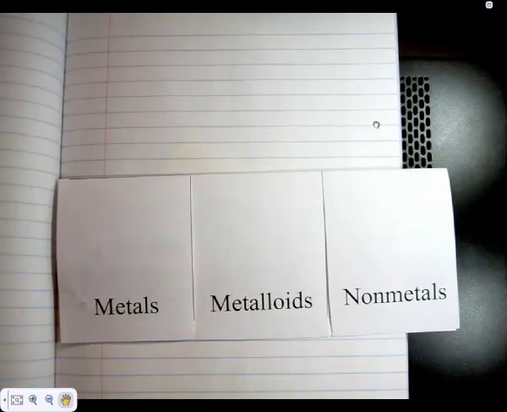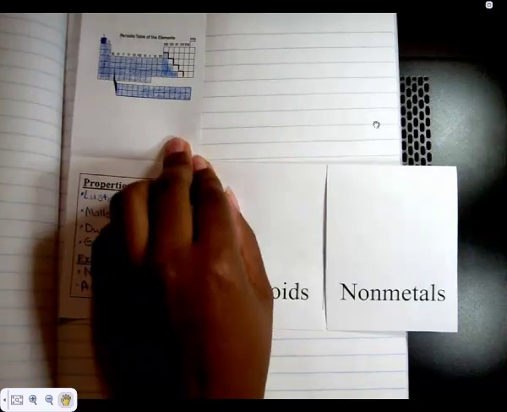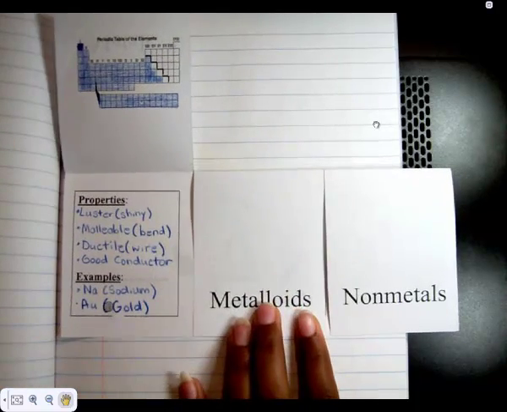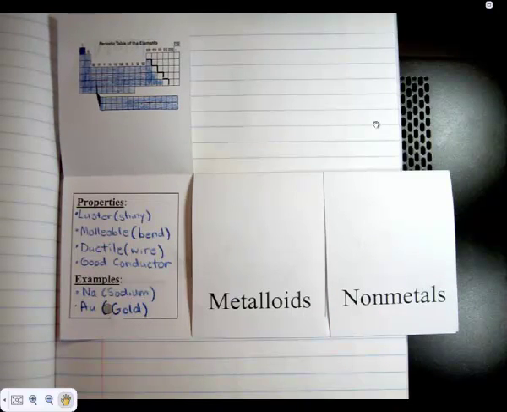We are going to begin with working with the metals. Once again, we said that metals were the elements that are found on the left side of the periodic table. The properties of metal consist of luster, meaning they're shiny. They're malleable, which means that you can bend them. They're ductile, which means you can stretch them into a wire, and they are good conductors of electricity. Two examples of metals are sodium and gold.